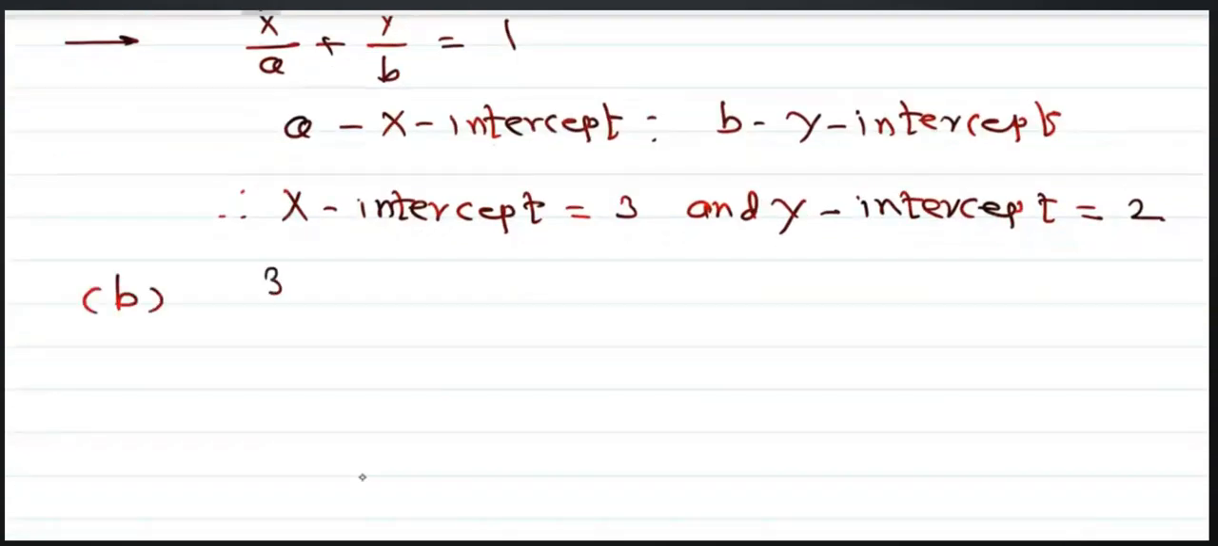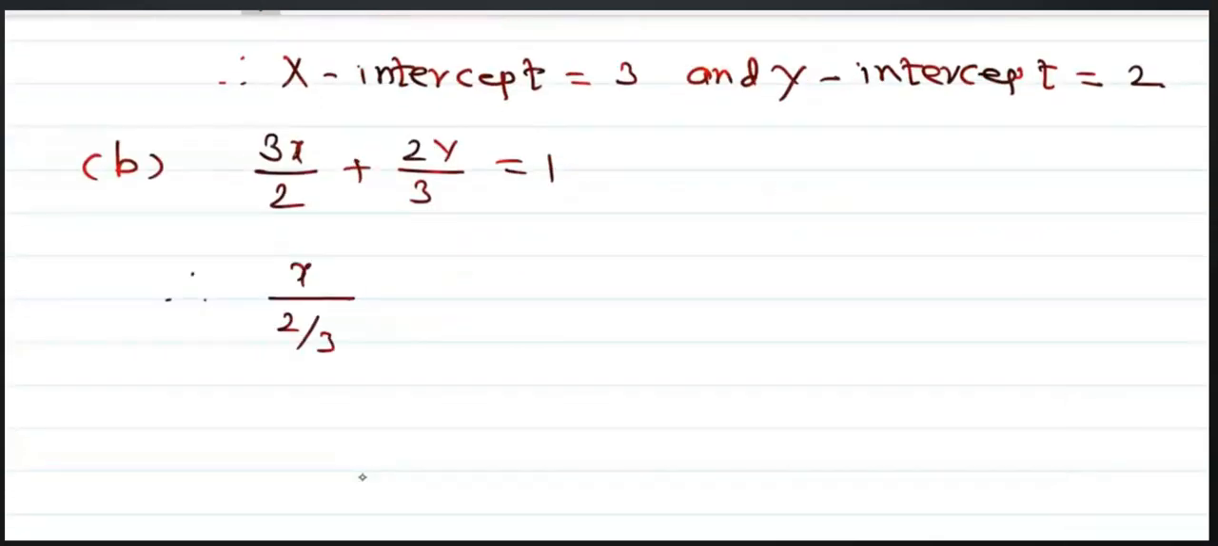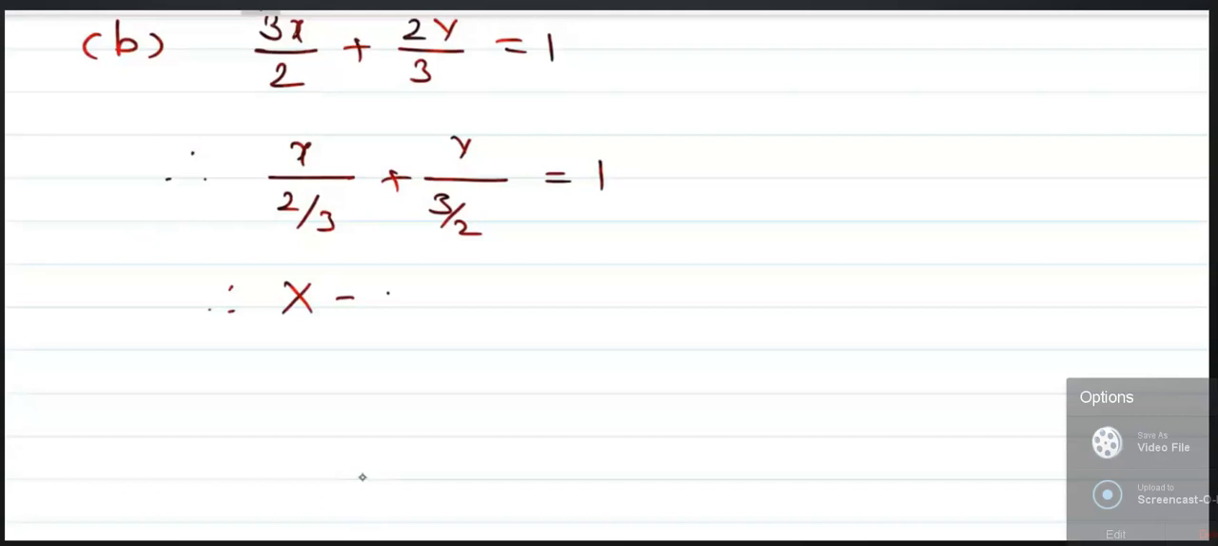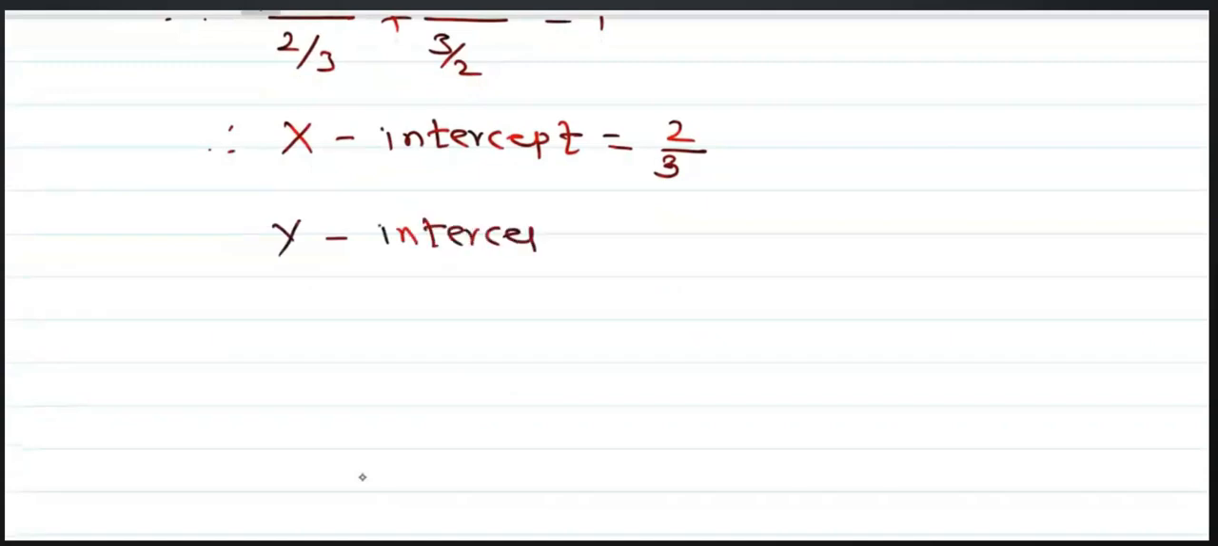Next is 3x upon 2 plus 2y upon 3 is equal to 1. Therefore, x upon 2 upon 3 plus y upon 3 upon 2 is equal to 1. Therefore, the x-intercept is 2 upon 3 and the y-intercept is 3 upon 2.